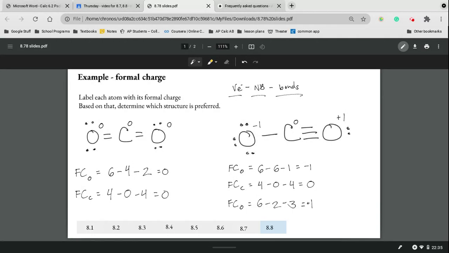And so the best resonance structure is going to be the one that minimizes formal charge. And since this one has that positive over there and it's negative over here, the one on the left is going to be better since it's zeros across the board. So this one has the best formal charge. It's the best structure.